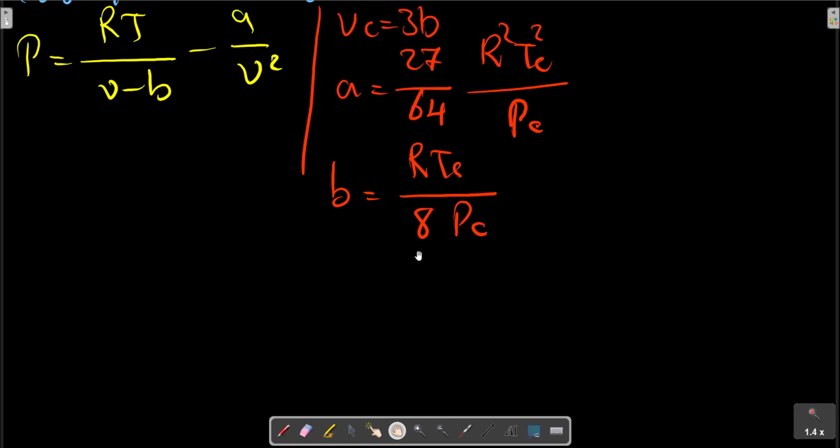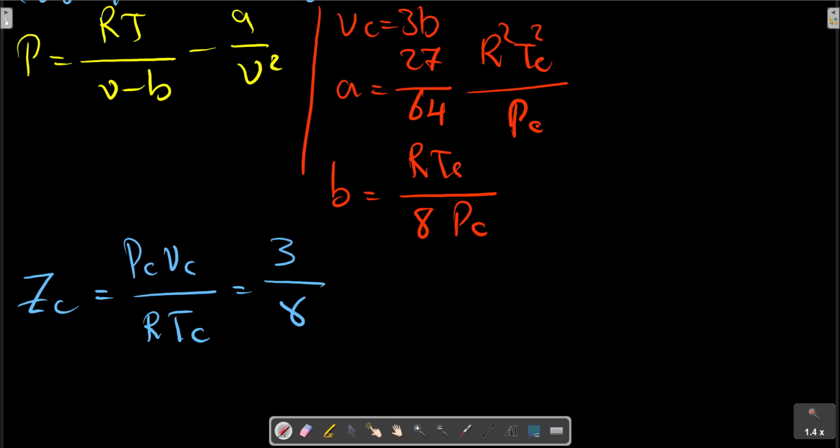The compressibility factor at the critical point for the van der Waals equation is therefore Zc equals PcVc over RTc, equal to 3/8 for the van der Waals equation, which is considerably higher than the actual value for any substance.